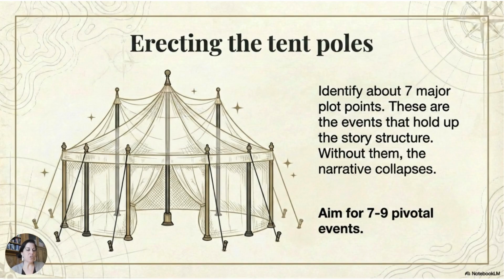If you were to envision your story as a giant circus tent, if it doesn't have these 7 to 9 major plot points, it would collapse. The weight of it would bury you under that huge amorphous object, right? And I love this metaphor. And if I'm stealing it from you, I apologize. I don't know if I made this metaphor up or if I got it from somebody.